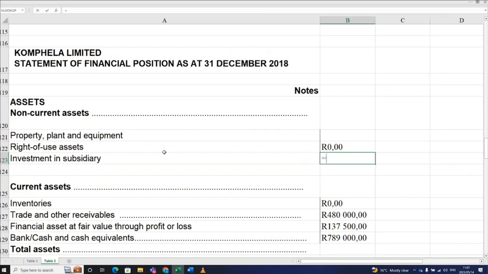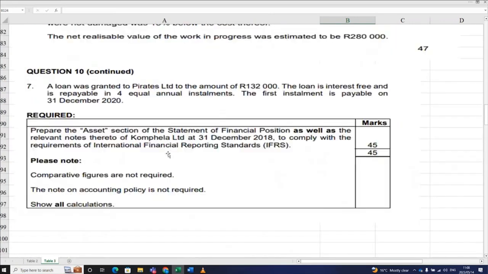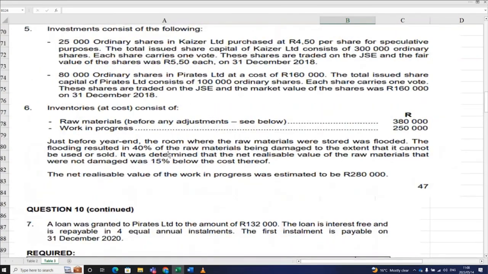Okay, so then there you'd have your 160,000 plus your 132,000 of the loan, and that's 292,000. Okay, right? Then we also saw the inventories. There's not a lot to it, just a couple of workings.